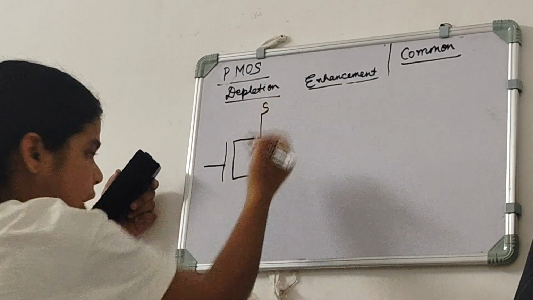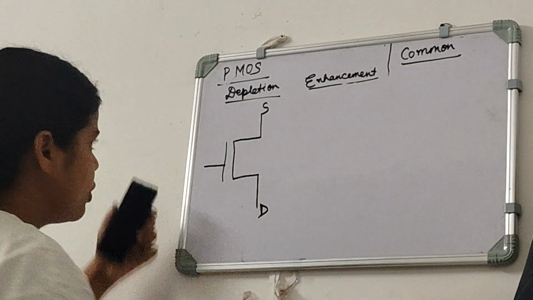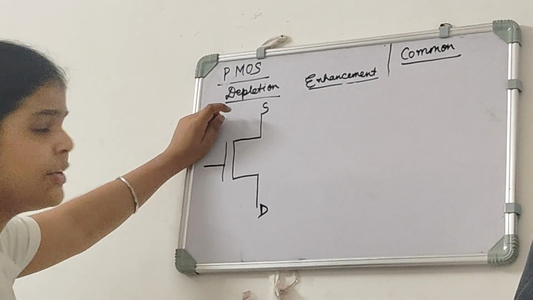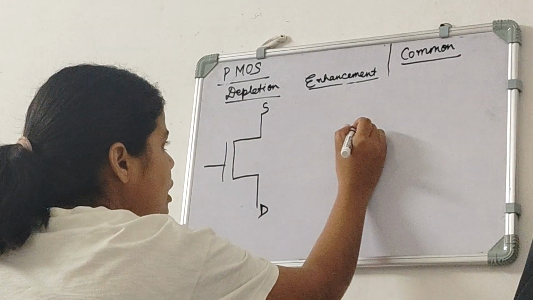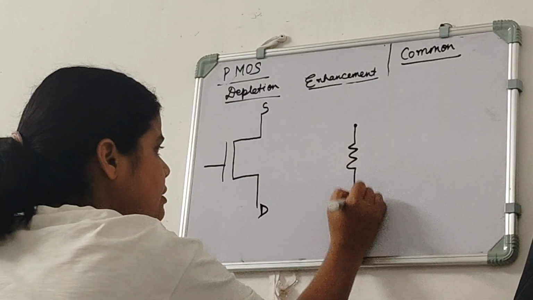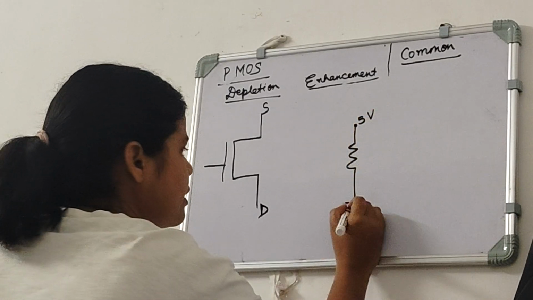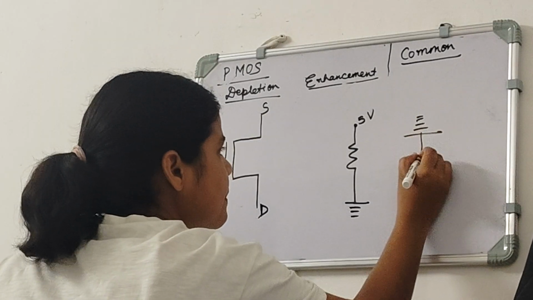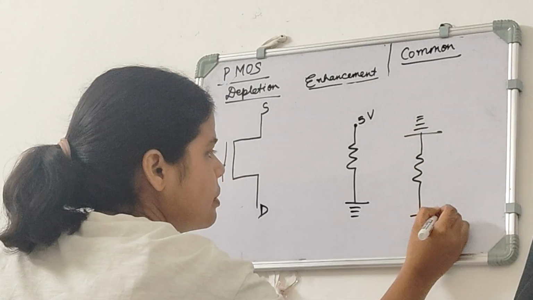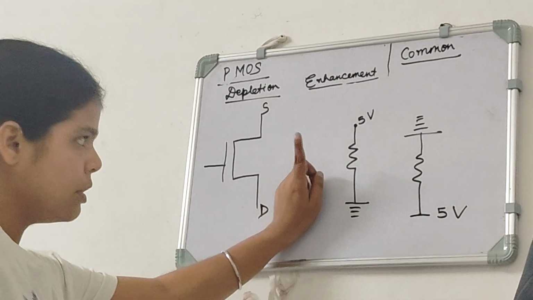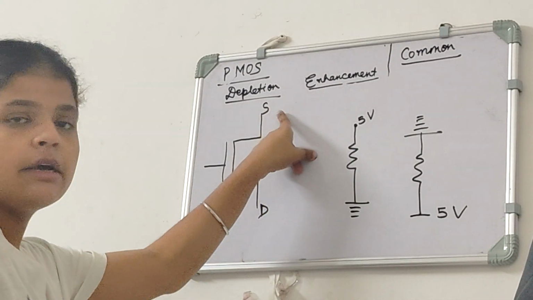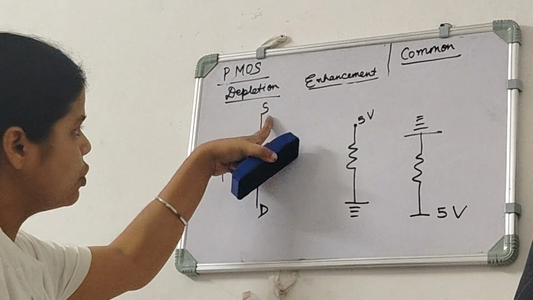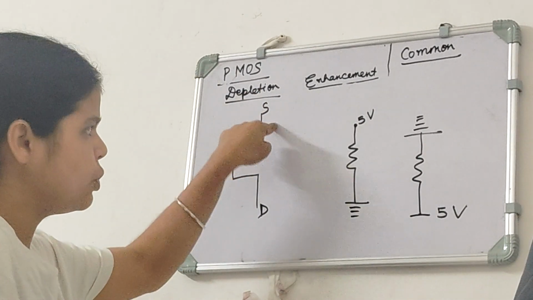Here we will draw the source at the top and drain at the bottom, because in PMOS source is at higher potential, and the one with higher potential we generally denote at the upper side. Like we have always seen, if it is 5 volt and it is the ground, then we have seen it like this. We have not seen it like this. So the common representation is that the terminal with higher potential is shown at the upper side. So here, since source is at a higher potential, it will be shown at the upper side.